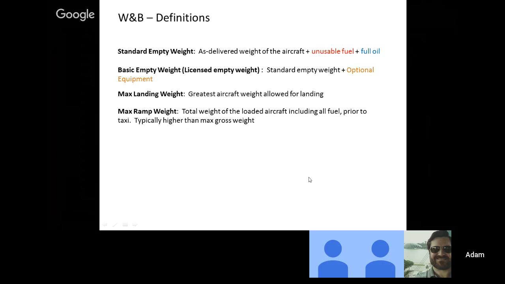Maximum ramp weight is the total weight of a loaded aircraft, including all fuel, prior to taxi. And it's higher than maximum gross weight, which we're going to go over here next. And it assumes that your ramp weight with a full aircraft, full gross weight plus fuel, is going to burn off a certain amount of fuel before it takes off.